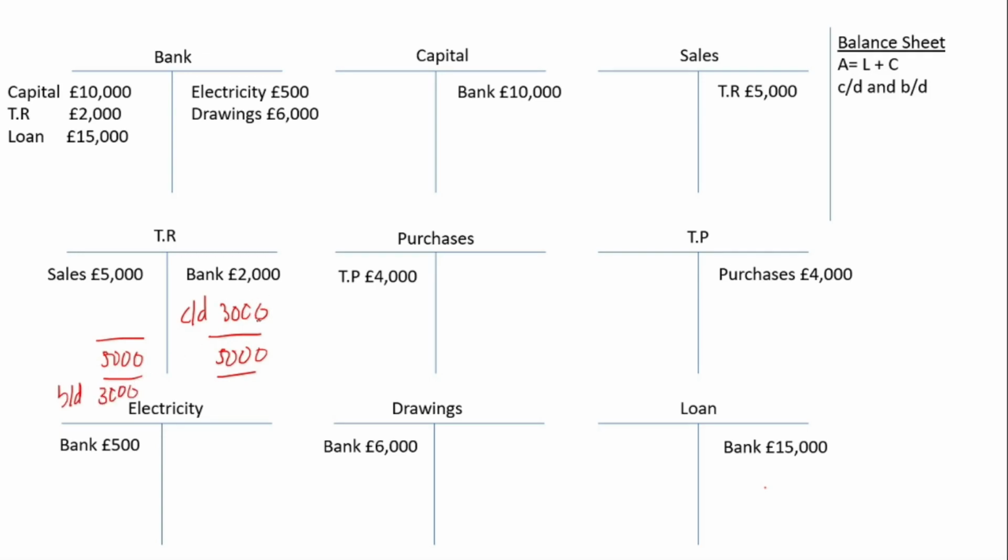Why do we put £3,000? Because £2,000 plus £3,000 equals £5,000, and that customer has paid us the money, but this one hasn't, so they're going to still owe us money in the next financial year.